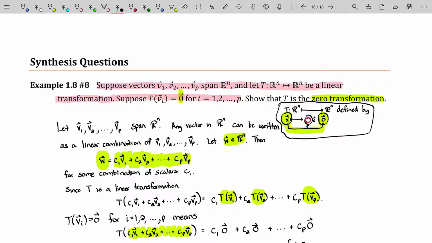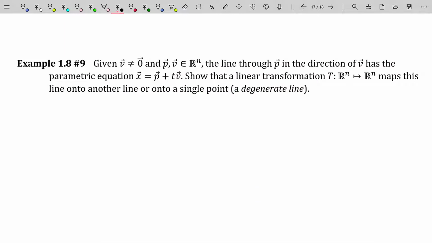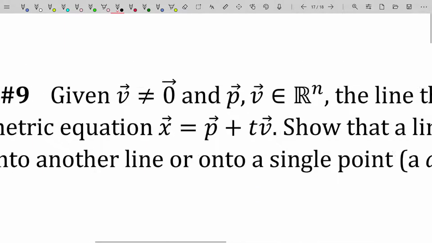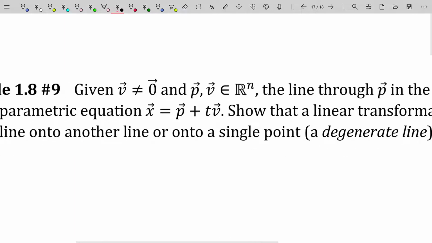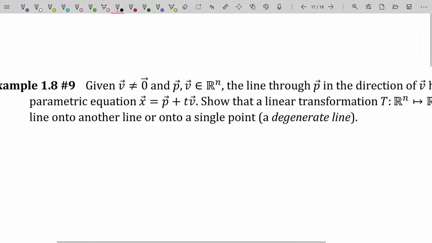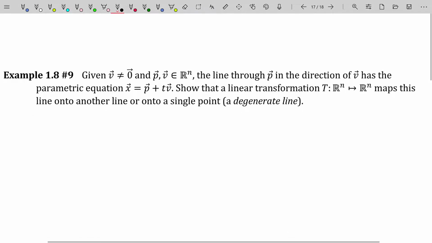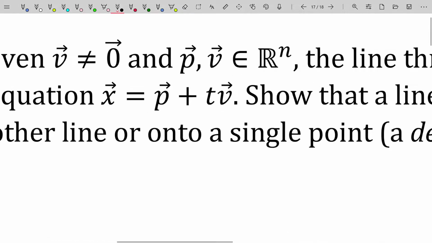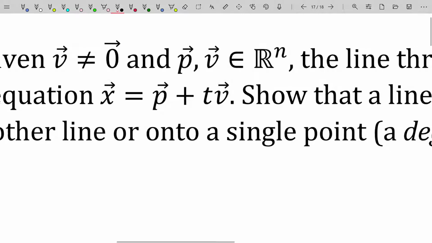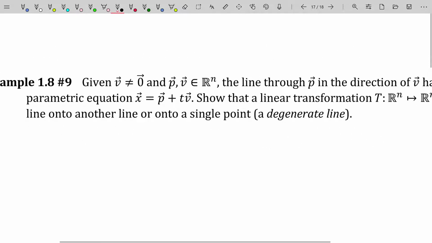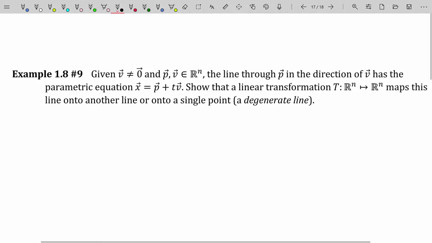Let's try one last example. Again, a synthesis question here. Given a non-zero vector v, and that p and v are both in Rn, the line through p in the direction of v has the parametric equation x equals p plus tv. This is a lot to read through, right? Show that a linear transformation maps this line onto another line or onto a single point, a degenerate line.